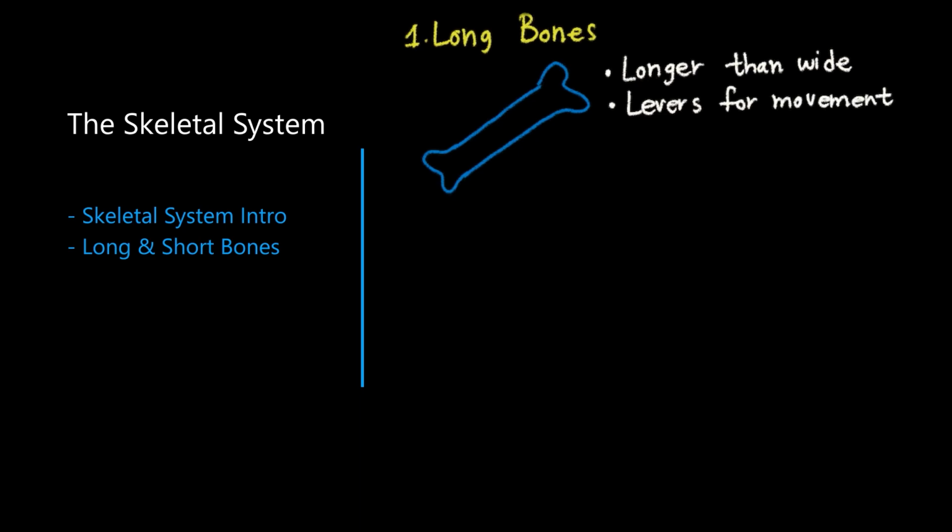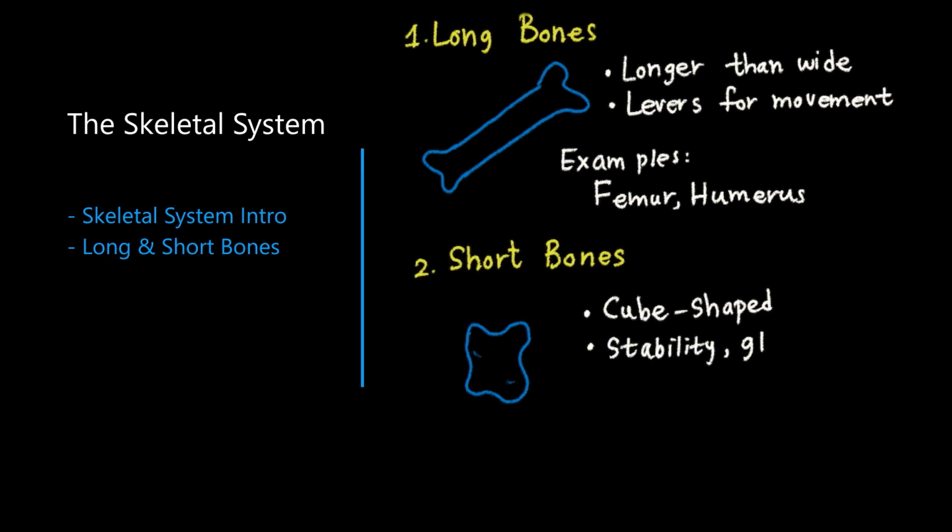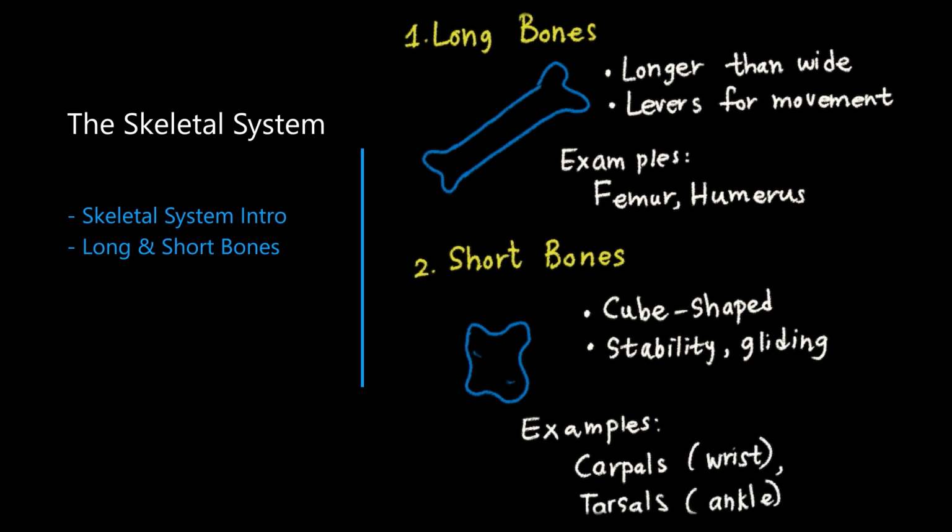Think about the major bones in your limbs: the femur in your upper leg, the humerus in your upper arm, and the radius and ulna in your forearm. When muscles pull on these bones, they create large, sweeping motions. Second are short bones. These are roughly cube-shaped, about as long as they are wide. You find them in places requiring fine, gliding movements, like your wrists, where they're called carpals, and your ankles, where they're called tarsals. They provide support and stability with little movement.